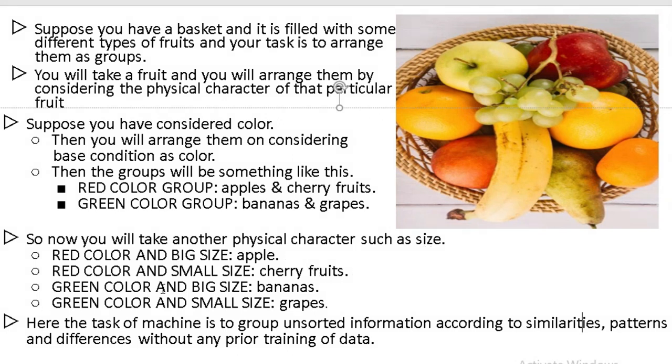So the main notion here is that the task of the machine is to group the unsorted information according to the similarities, patterns and differences. So there was a difference between colors, and with that we have categorized them. And there was no prior training of the data. So there was not any table here. It has analyzed using similarities or some patterns or some differences among the data. I hope now you have got a clear understanding about it.